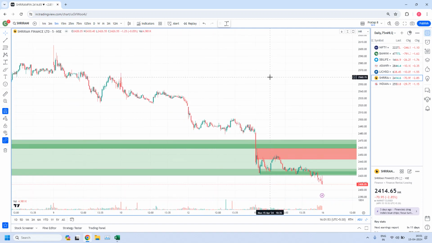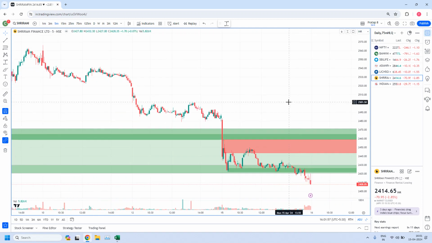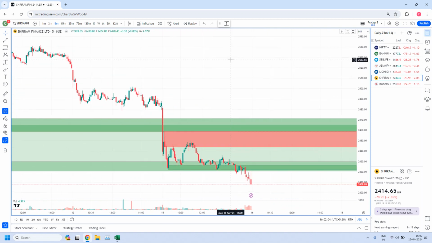So this is about Shriram. Anyway, we are not capturing these trades. I'm just telling you what happened today during the intraday about these stocks. Definitely some of you would have got 1:3 RR here.